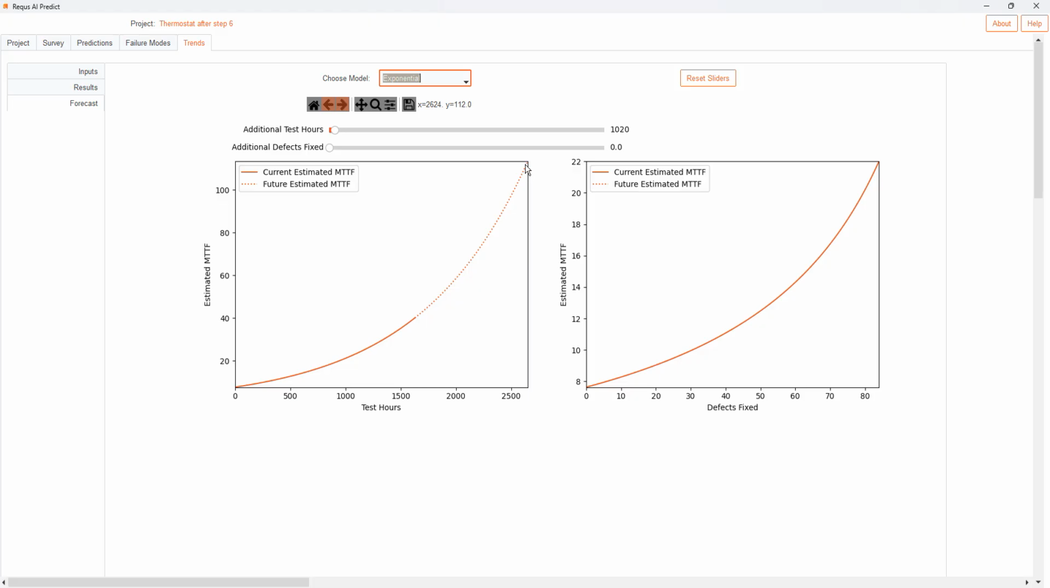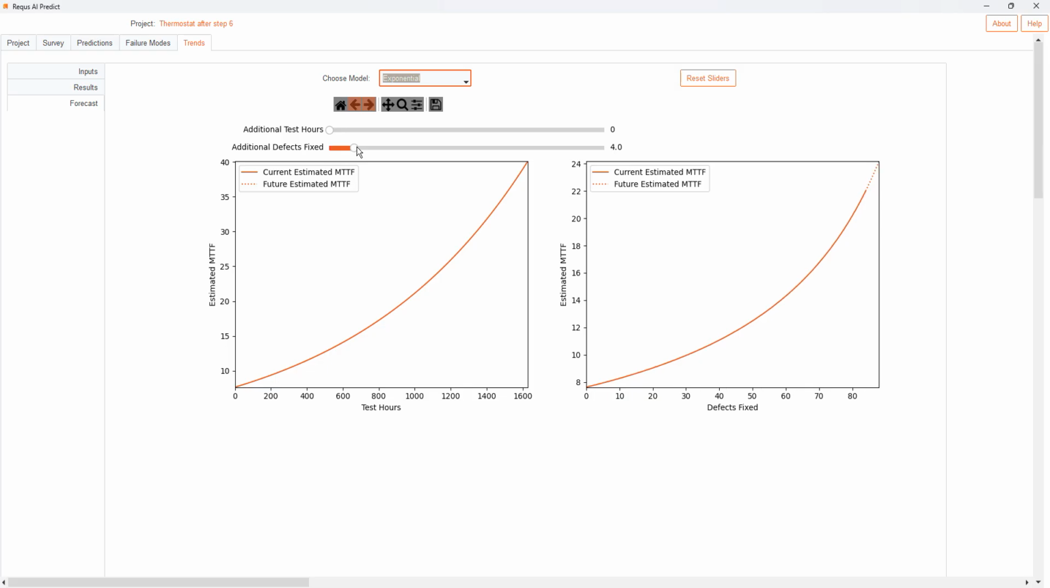So in this particular case, if we get about 1,000 more test hours, the MTTF currently is down here at around 40. It would actually go up to around 113 if we had about 1,000 more test hours, assuming that the defects are removed along the way. We could also forecast the defects and how many of them we fix. So finding and fixing defects will have an effect as well. So let's look at the graph on the right. You can see as I click this slider, the forecast is going up.